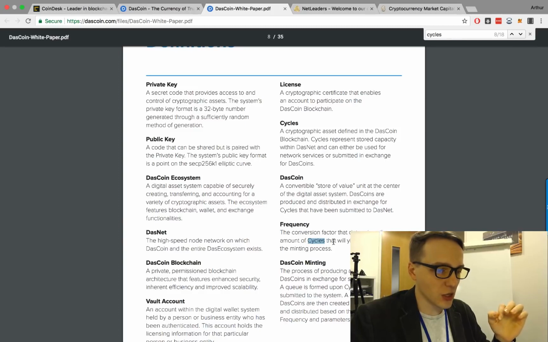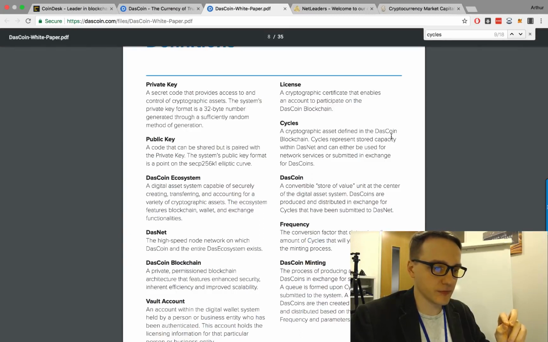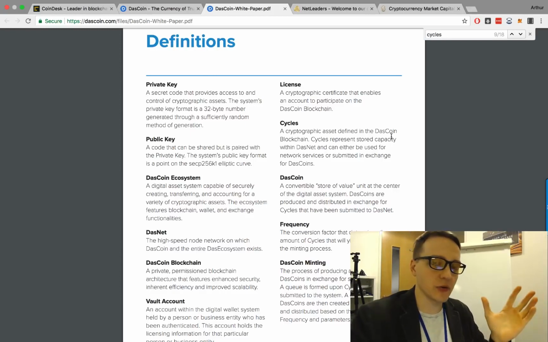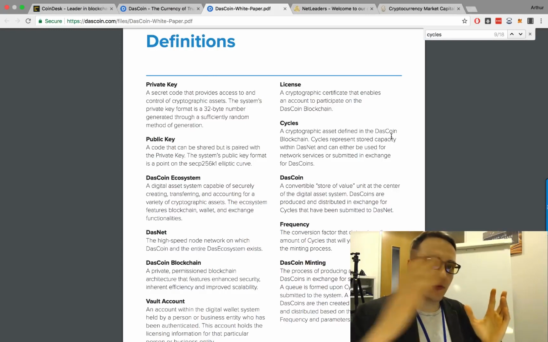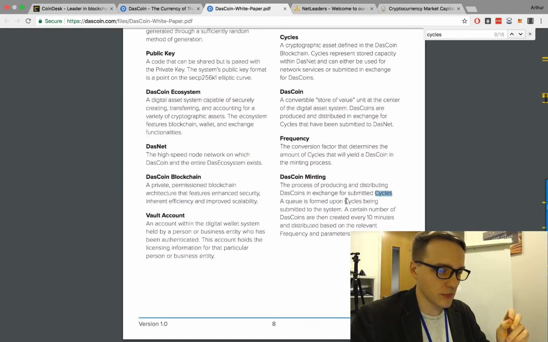Frequency, the conversion factor that determines the amount of cycles that will yield a DasCoin in the minting process. So the frequency determines effectively how many cycles you need to put in for one DasCoin to come out. And DasCoin minting, the process of producing and distributing DasCoins in exchange for submitted cycles.